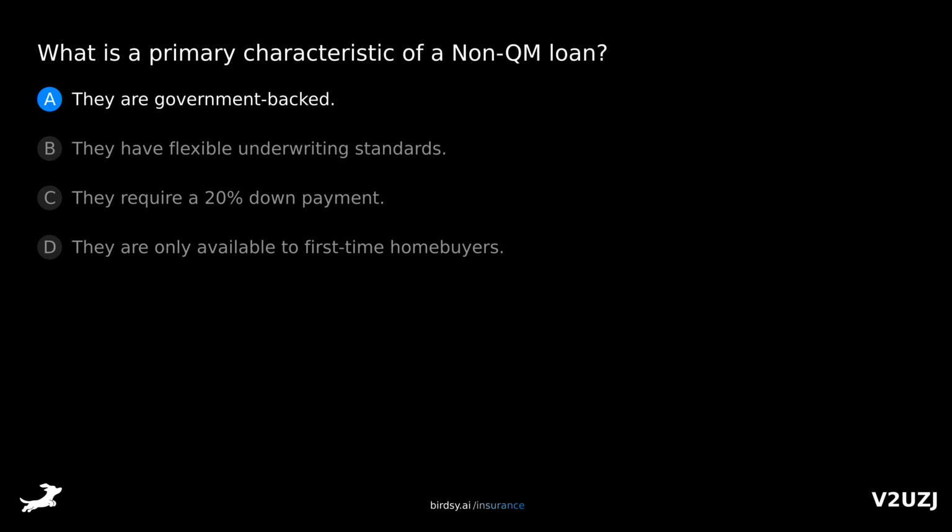Is it A, they are government-backed? B, they have flexible underwriting standards? C, they require a 20% down payment? Or D, they are only available to first-time homebuyers? The answer is B, they have flexible underwriting standards.